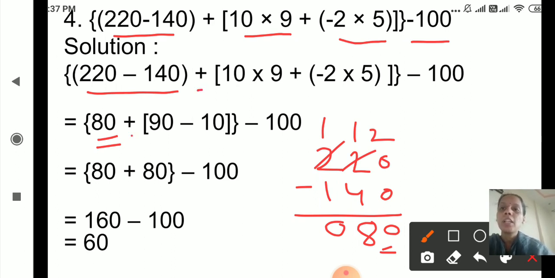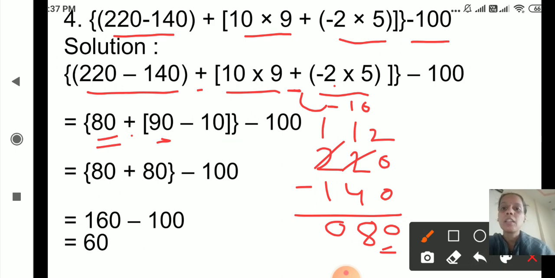Now 10 multiplied by 9 is 90. 10 nines are 90. So I have written here 90 plus, now see here, now this bracket, 2 5s are 10, right? But here is a minus sign. So what will come? Minus 10, right? Minus 2 multiplied by 5 is minus 10. Now here in between plus sign is given. So plus minus becomes minus, right? So we'll not write down plus 10 here, we'll write down minus 10.